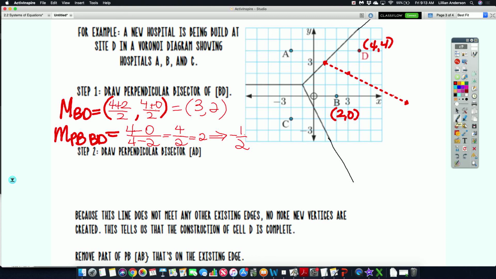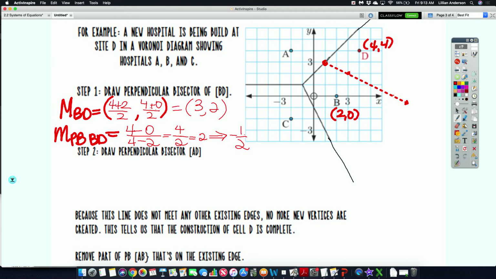Now, if you go back and look at your steps, step 2 says for each side EJ, whose cell is adjacent to the new vertex, you need to construct another perpendicular bisector. So from the vertex was this point that intersected with the edge of the Voronoi diagram. Which site is closest to that vertex? Well, D is the new site that we're adding in, so I'm not going to use that, but the closest actual site that's already there is A.